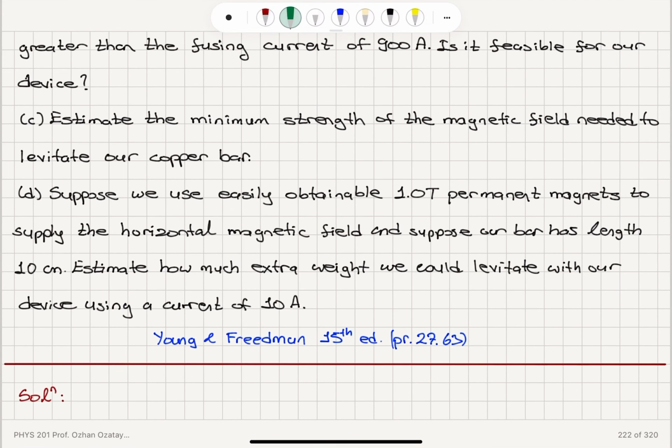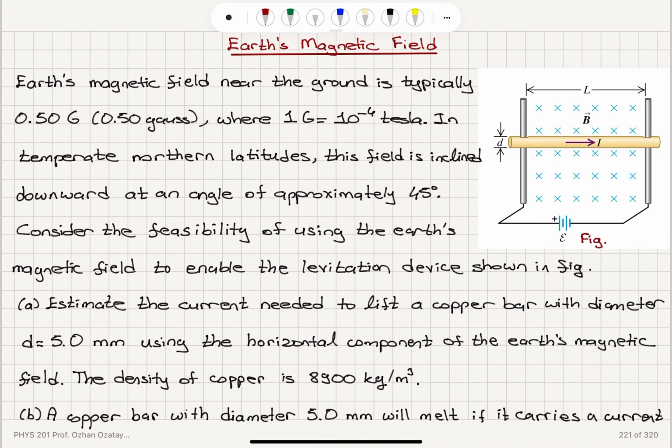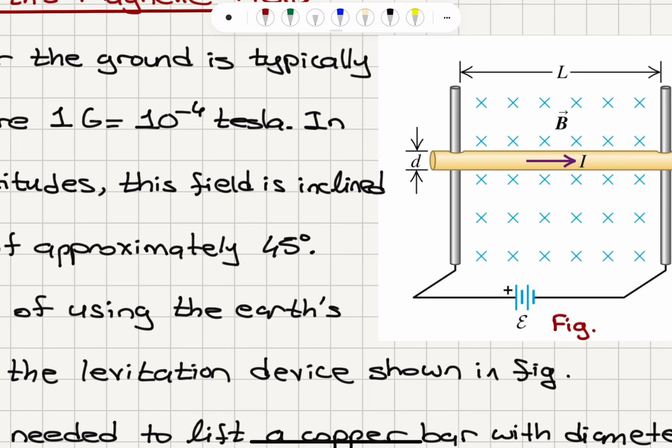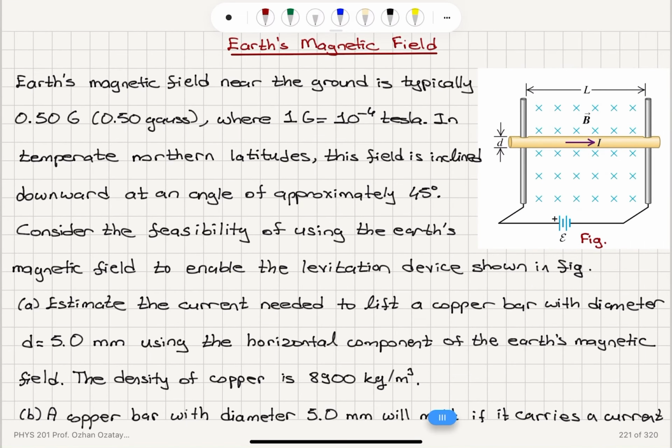All right, so in this problem, we looked at the feasibility of a levitation device that can use Earth's magnetic field horizontal component. You can see that when the magnetic field horizontal component is into the page, L cross B, right hand, four fingers pointing in the direction of current, curl towards the magnetic field into the page. The thumb points upward, so it will be opposing the gravitational force on the bar, and it can levitate if we reach equilibrium.